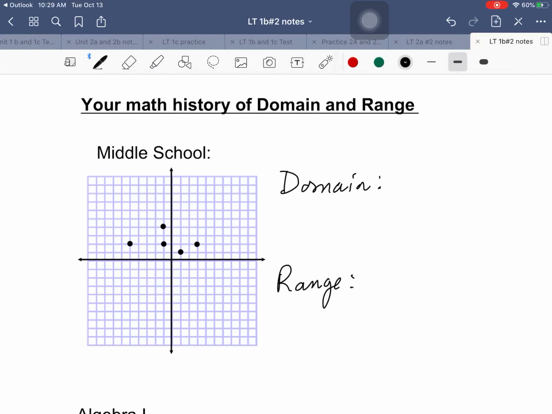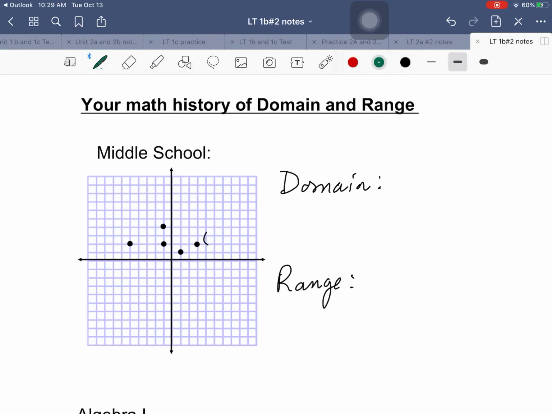All right, so we're talking about domain and range. First, we have to have a good understanding of domain and range before we can proceed with anything like increasing and decreasing. So I'm going to go through the history of domain and range, what you've learned and when, and why things have changed a little bit. The first thing you learned about, in middle school, is actual points. So you first looked at each point.